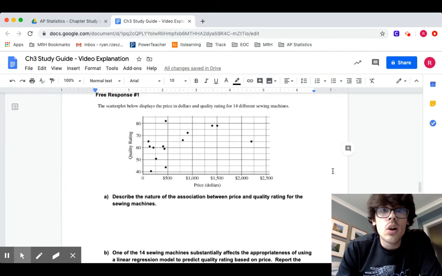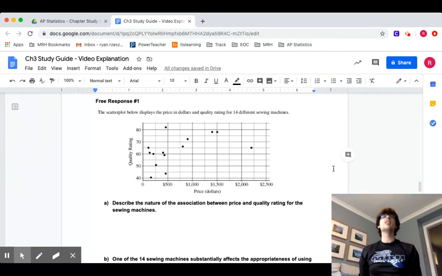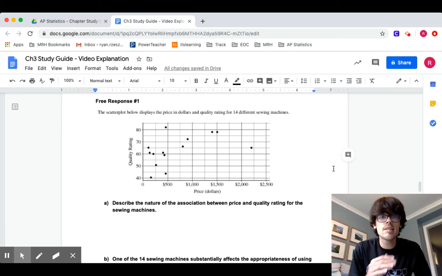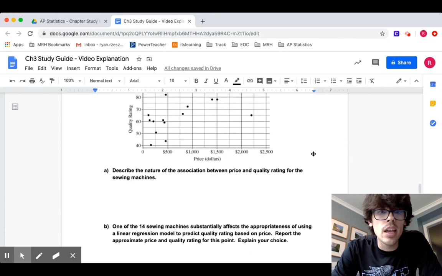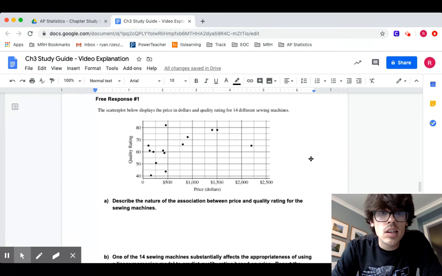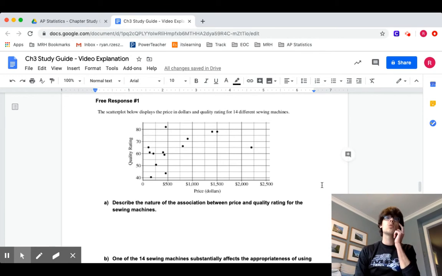So that takes us to our free response question for this chapter. This free response question is going to make us describe a scatter plot and look at some other things related to unusual points and outliers, which is good because it's a big part of this chapter. Looking at this first question, they ask us to describe the association between price and quality rating for the sewing machines.